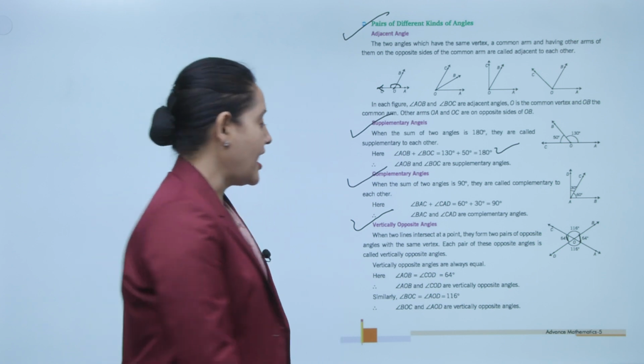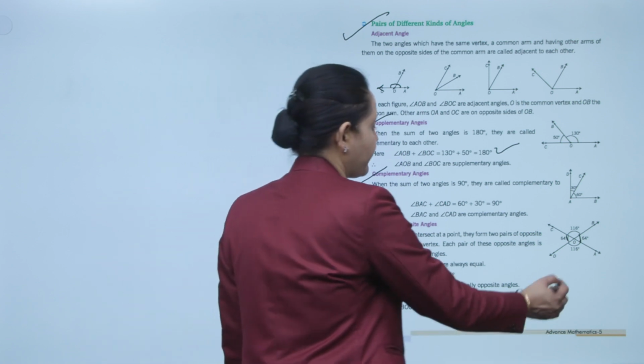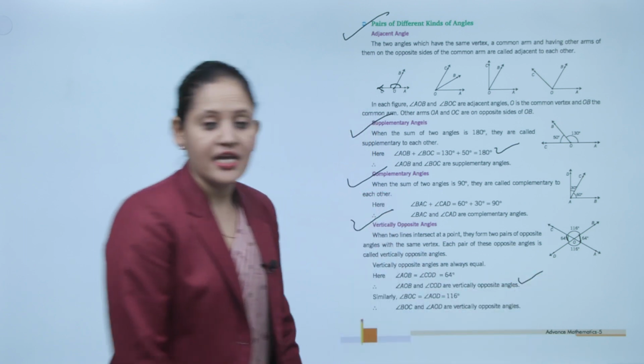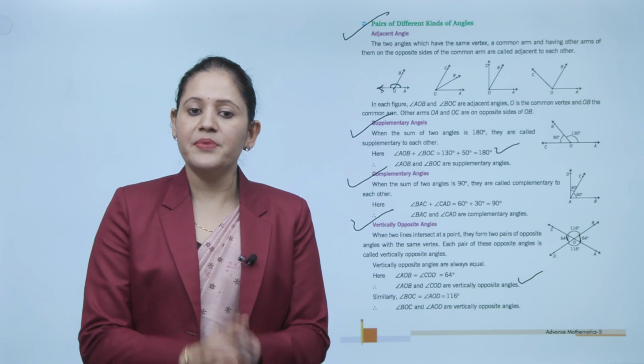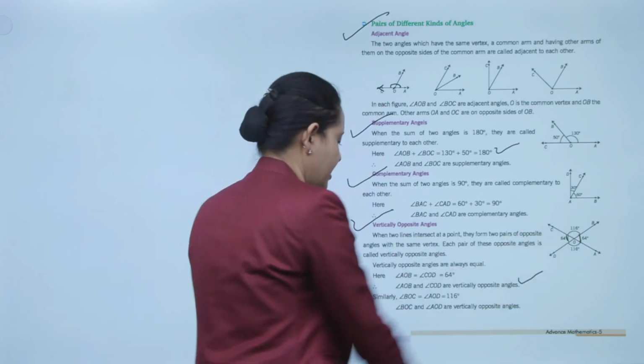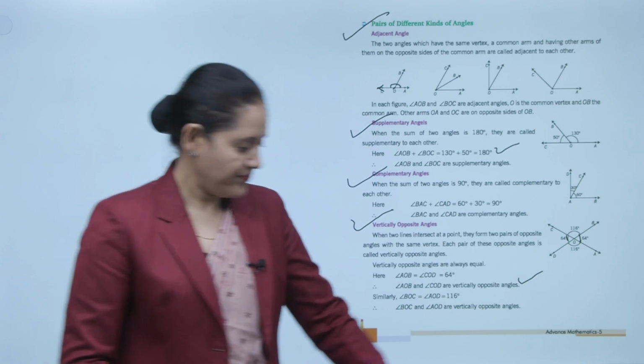Clear? Angle AOB and COD, what will they be? Vertically opposite angles. Next, angle BOC and AOD are 160 degree because they are vertically opposite angles. Clear?